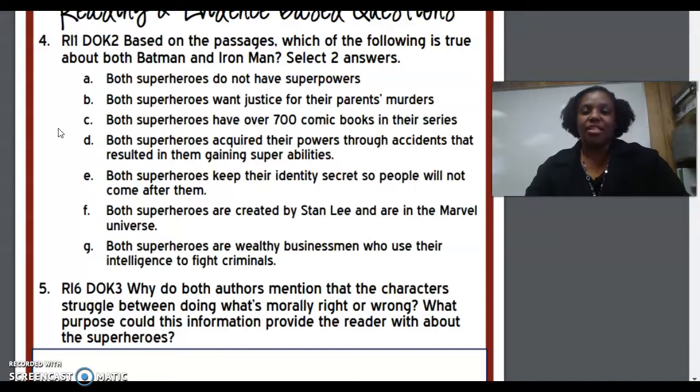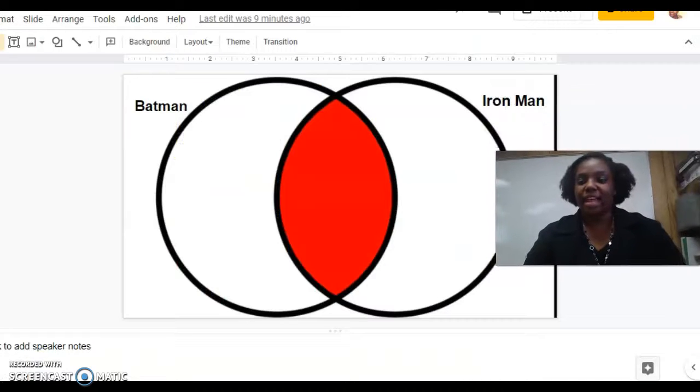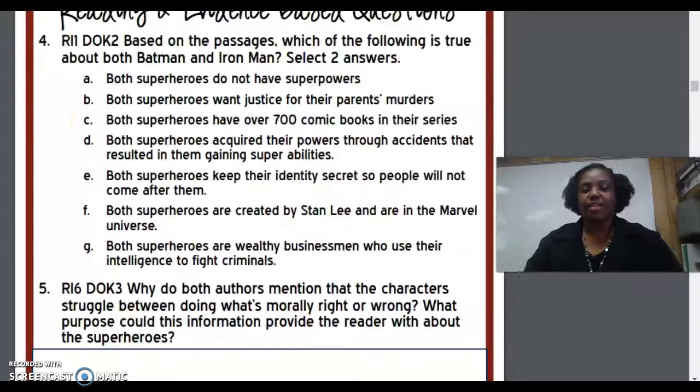So based on the passages, which of the following is true about both Batman and Iron Man? So you are going to give me a thumbs up if you agree that these are true about both superheroes. Thumbs down if it is only true about one. So if it is true for both, we are going to put it into this Venn diagram right here. So starting at A, both superheroes do not have superpowers.